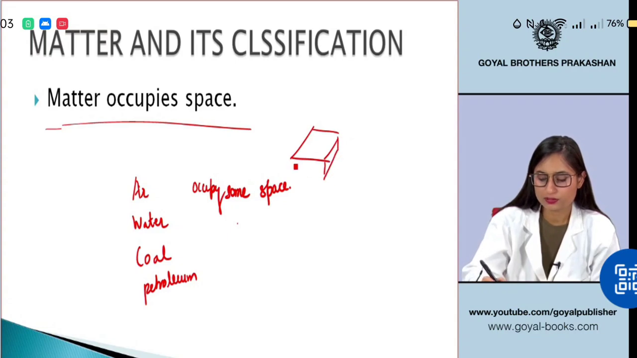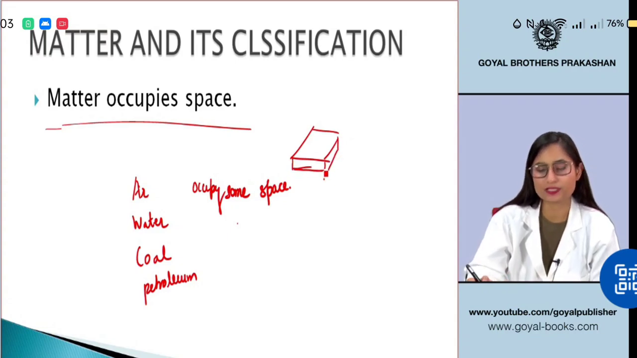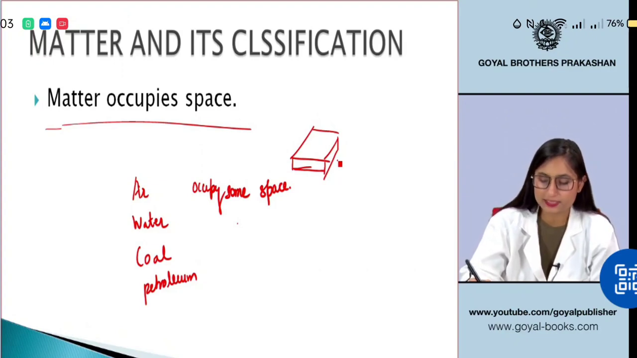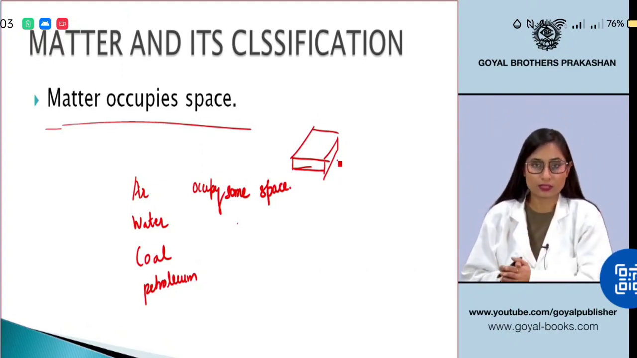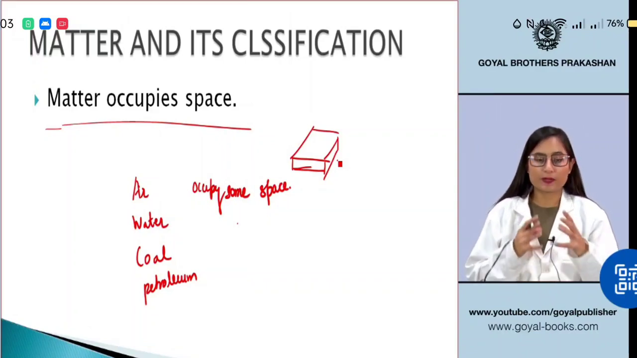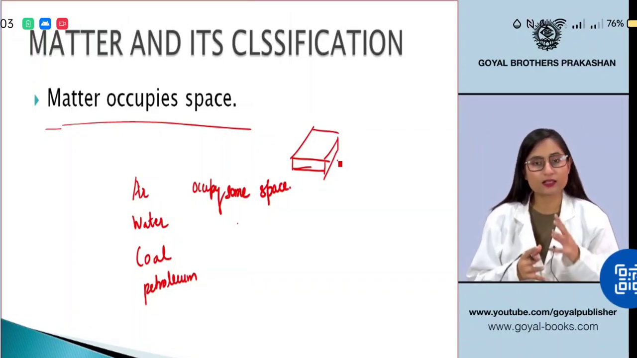This is the book. It occupies some space in front of you, right? So this space that it is occupying on the table is known as its volume, right? To show that matter occupies space, let us consider a few examples, correct?